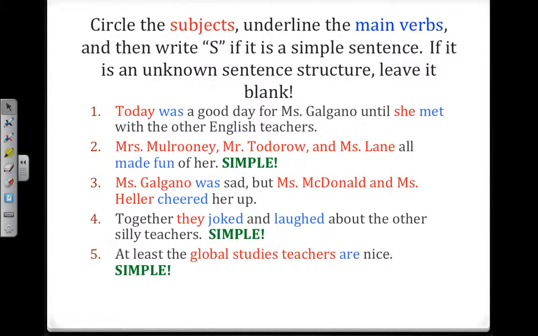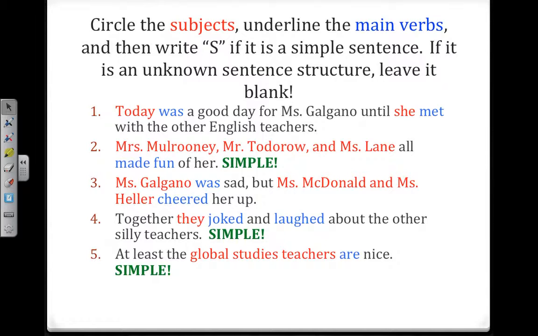In the next one, Mrs. Mulroney, Mr. Totaro, and Miss Lane. There are seemingly multiple subjects, but they are working as a group. So I have identified that as 1 subject. Made fun is the verb, the action verb. Since there is 1 pair of subject and verb, it is an independent clause by itself. It is a simple sentence.